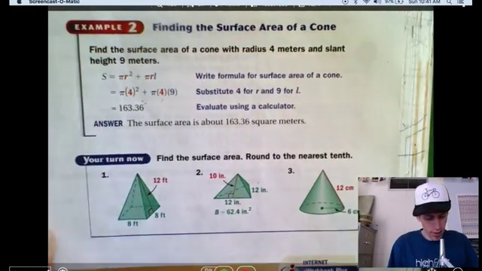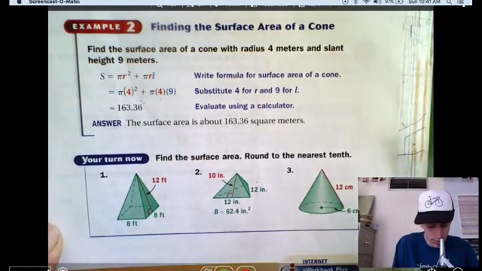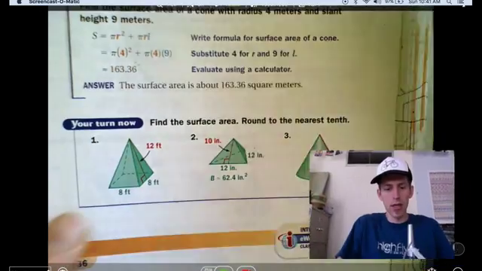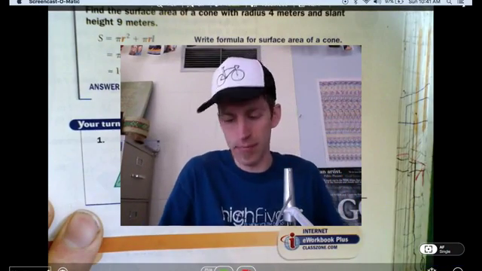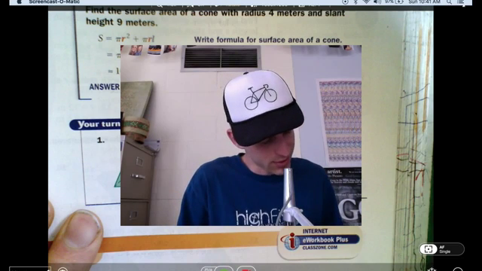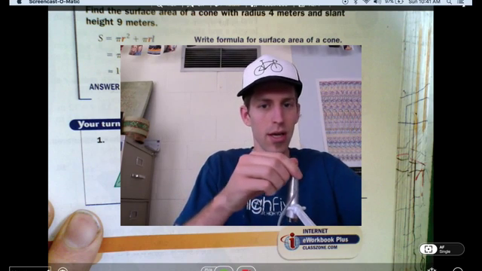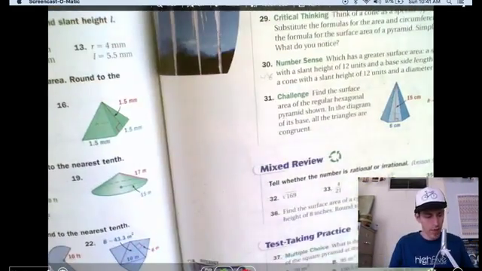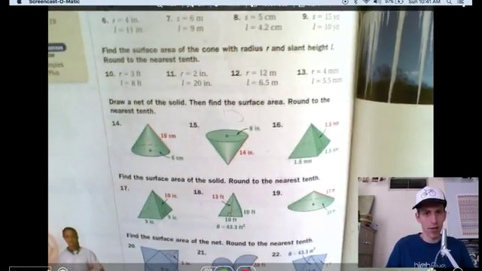And what do they get here? They get 163.36 square meters. So that should be enough to get you on your way to success. Let's just take a quick gander at the assignment for today and see if there's any that look like they're going to be super hard.